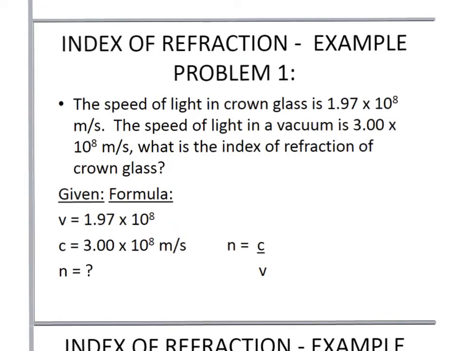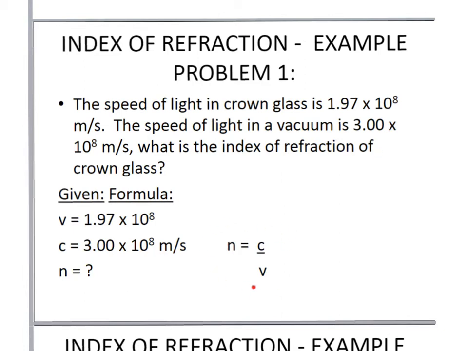Okay, in this sample problem, we are told that the speed of light in glass is 1.97 times 10 to the 8 meters per second. As you may recall, the speed of light in a vacuum is 3.0 times 10 to the 8. The question is, what is the index of refraction?